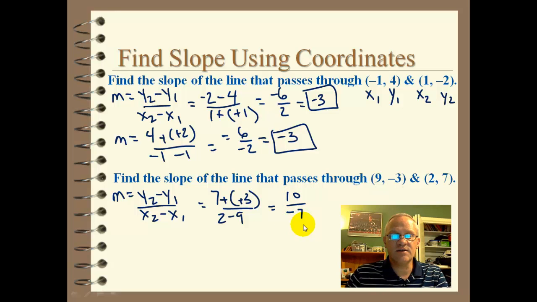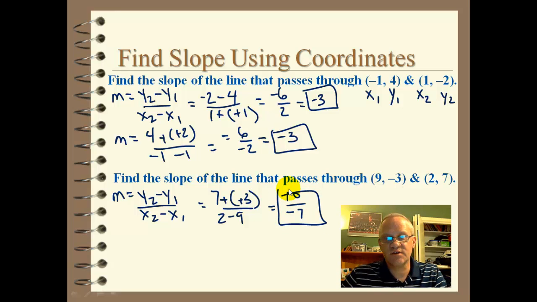Now we can't reduce that at all, and so we're just going to have to leave our slope there at -10/7, or 10 over -7. So whenever you can reduce a fraction, you're going to do it, but in this case we couldn't do that. We'll just leave it like it is, okay?